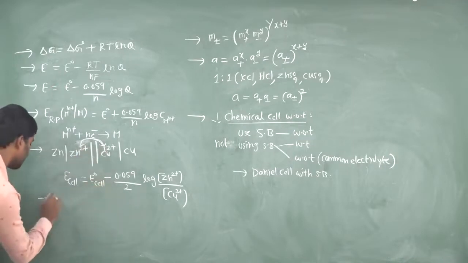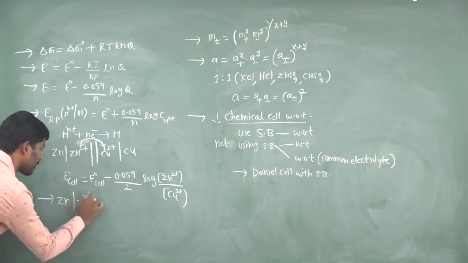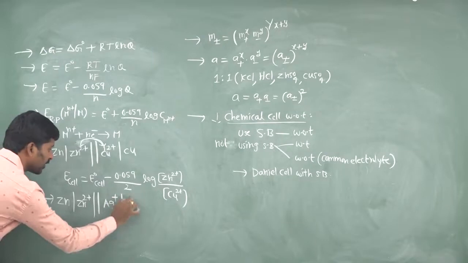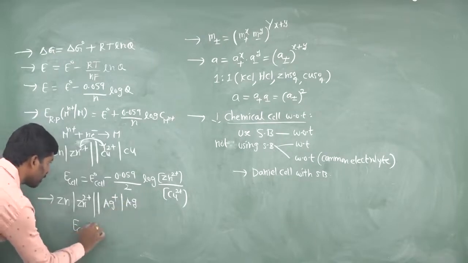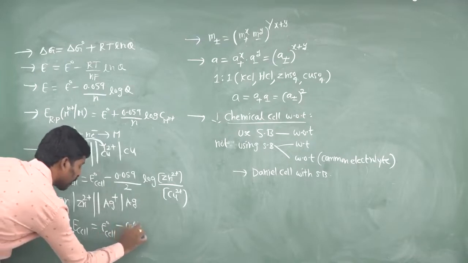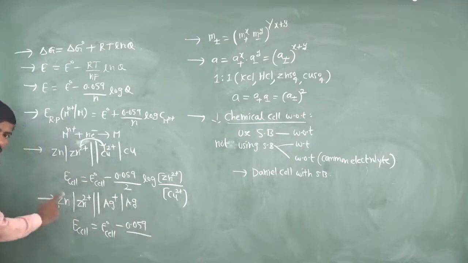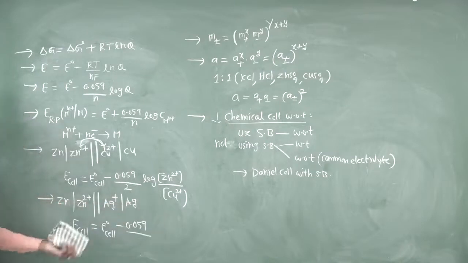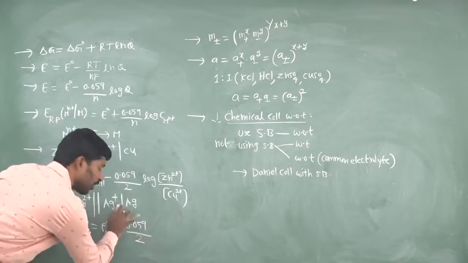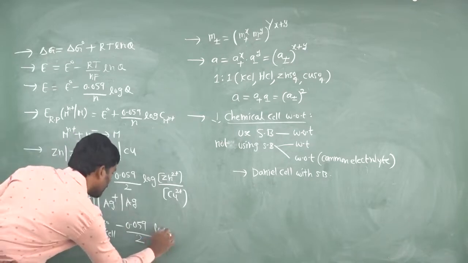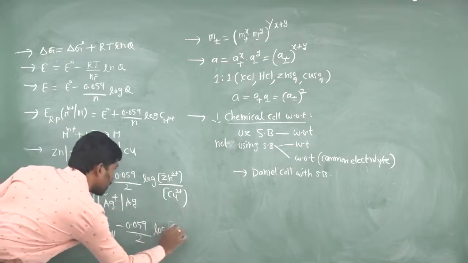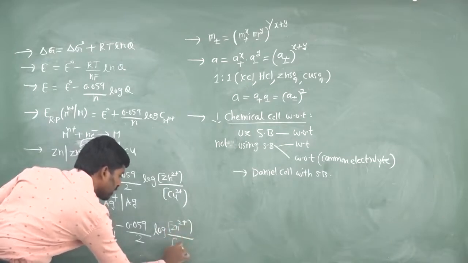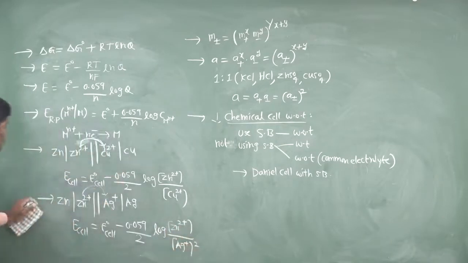For example, if you have Zn, Zn2+, Ag+, Ag, then how to write it? Cell potential E0 cell minus 0.059 by number of moles of electrons involved, which is 2. Here 2 electrons are involved, here only 1 electron is involved, so to balance the number of electrons we have to take 2 moles of Ag+. So we get log concentration of Zn2+ by concentration of Ag+ power 2.